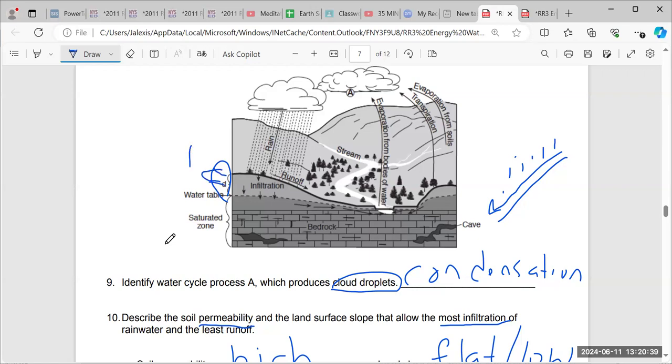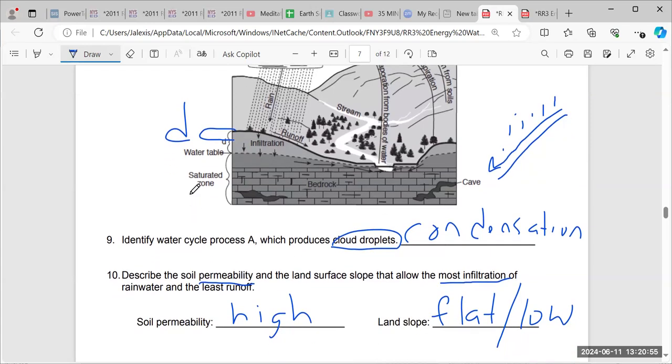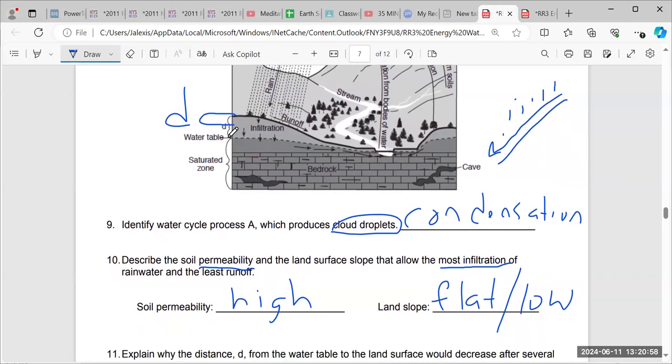Why would distance D be smaller now? This originally is what distance D would be. Why would D now be this high? What would be the reason? Well, if we had more rainfall, what would happen to the water table? The water table would rise, right? If more rain was coming into the ground, wouldn't that mean that the water table would end up rising? Because now there's even more water inside the ground.